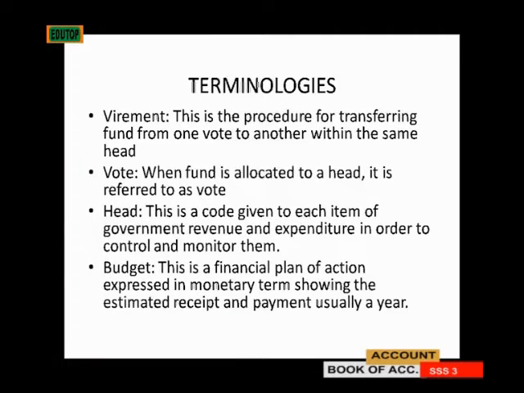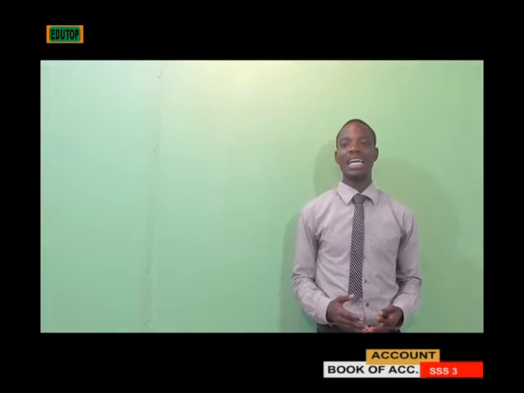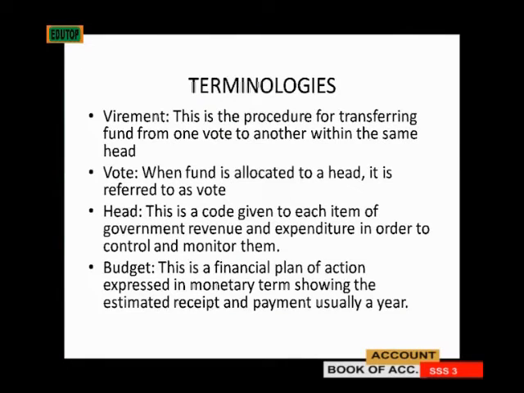When funds are allocated to a head, it is referred to as a vote. And we talk about the vote book, which is a way whereby expenditure is controlled by the authorized officer in charge of that vote. So it is just a kind of fund that has to be voted for before the expenditure will be incurred.